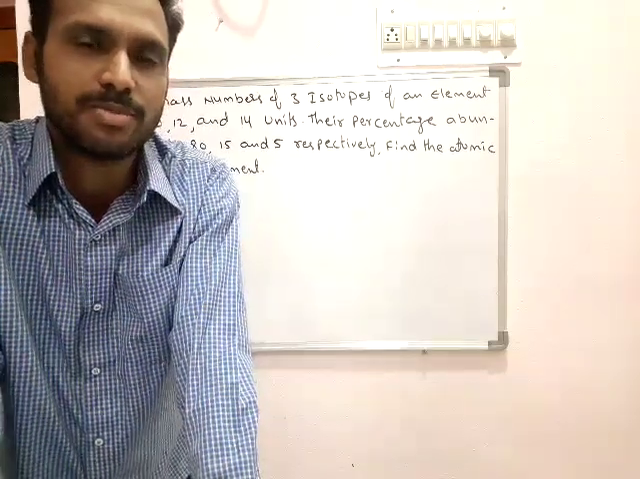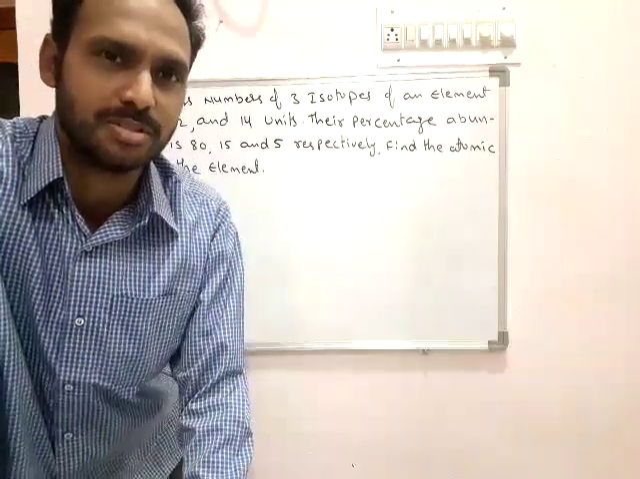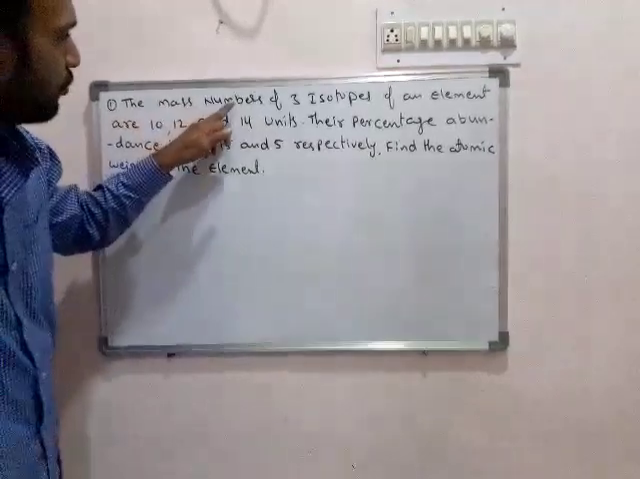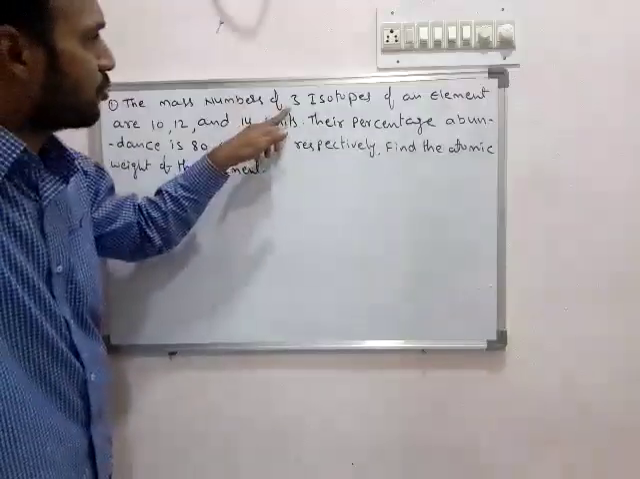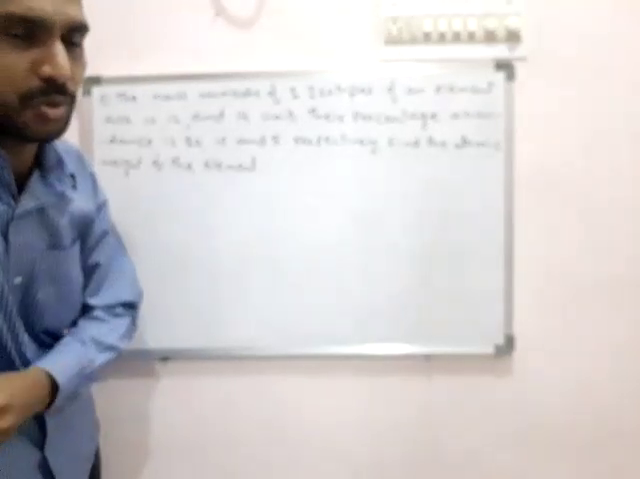Now we see the problems related to isotopes. So first, see the mass numbers of three isotopes. Already we know the elements exist in different isotopes.